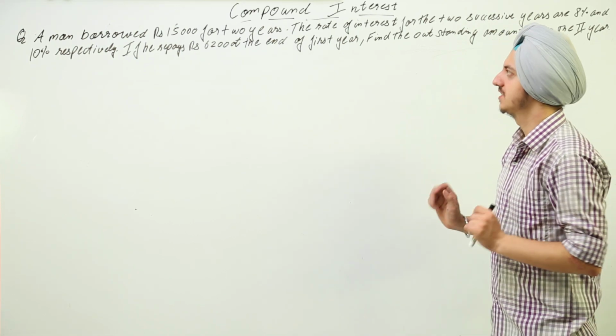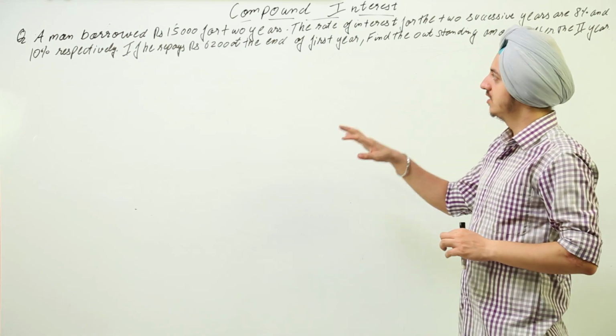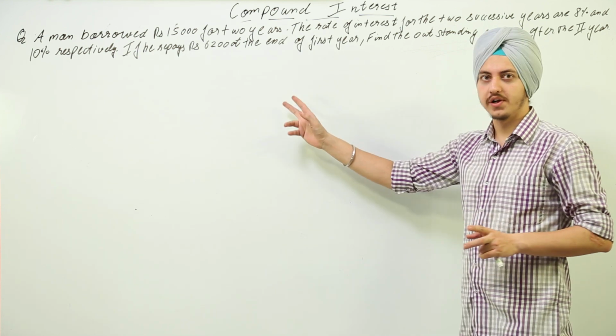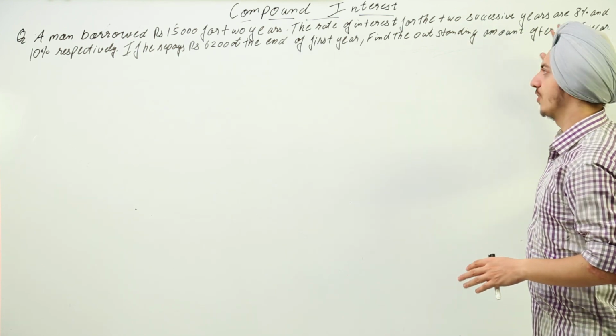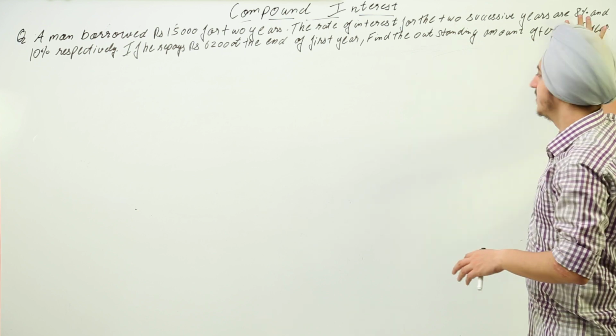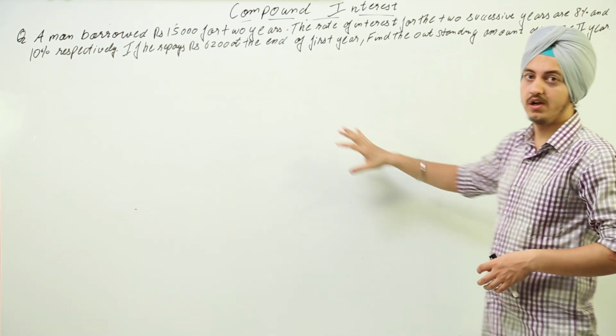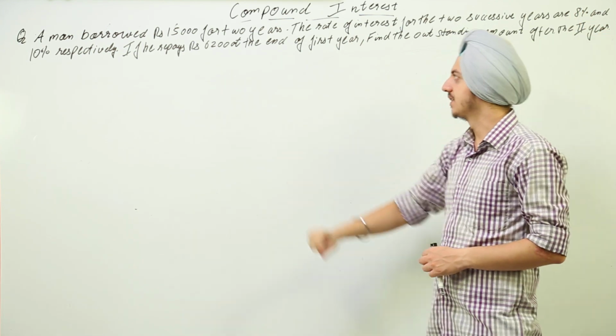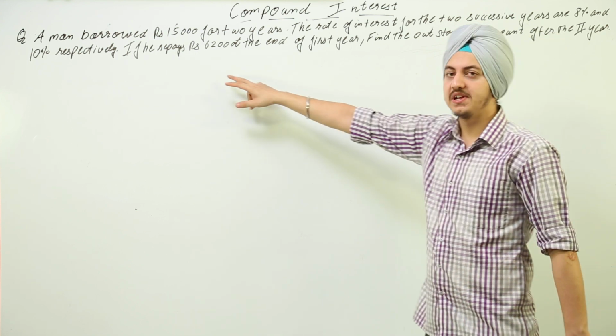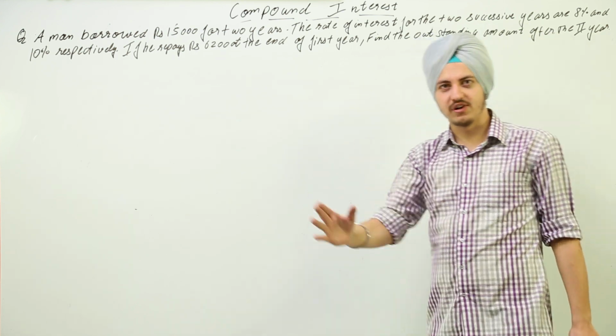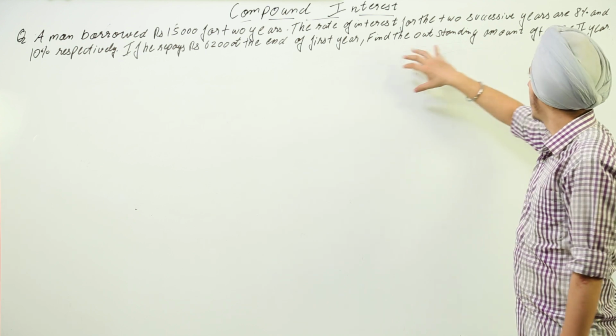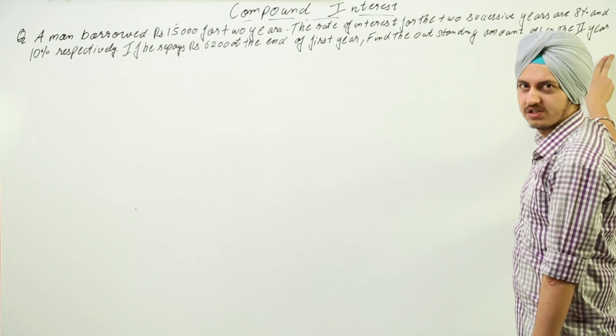Now what happens in this example? A man borrows rupees 15,000 for 2 years. The rate of interest for both the years are different. First year is 8%, for second year it is 10%. He repays rupees 6,200 after the first year. We have to calculate the outstanding amount after the second year.